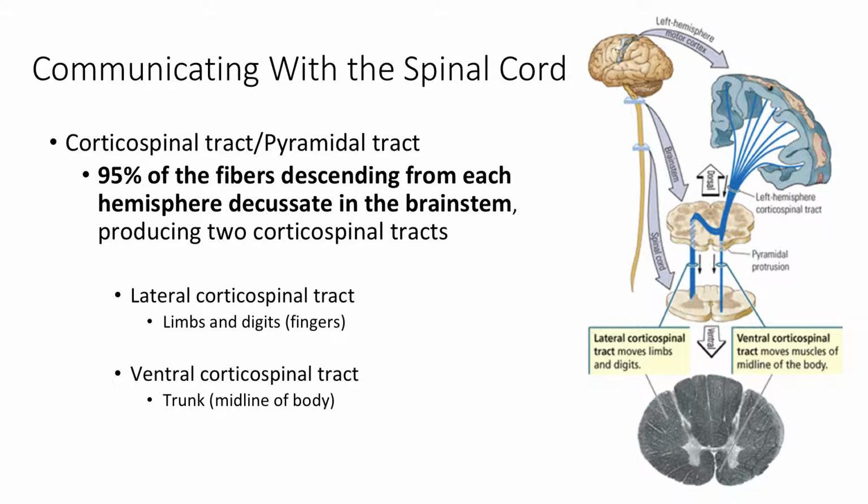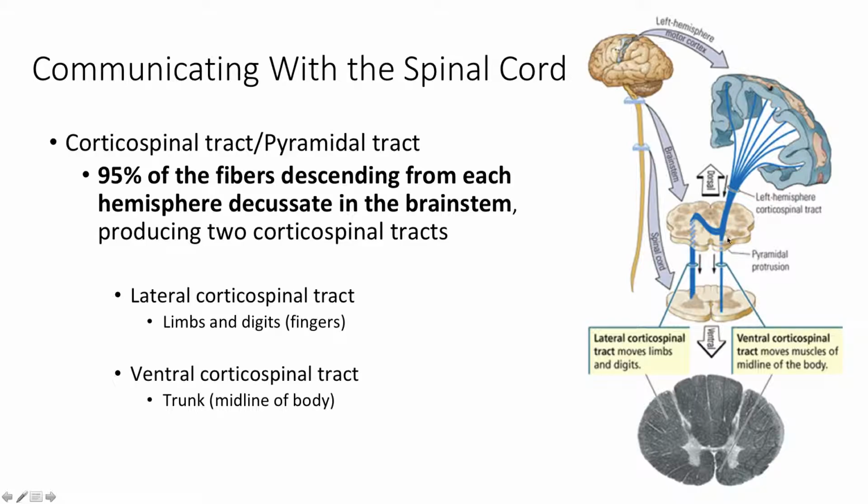From this location, when they hit the pyramids, about 95% of the motor axons descending from the left cross over to the right side of the brainstem. And the same thing happens from the right side of the cortex. So it will go down and then 95% will cross over.